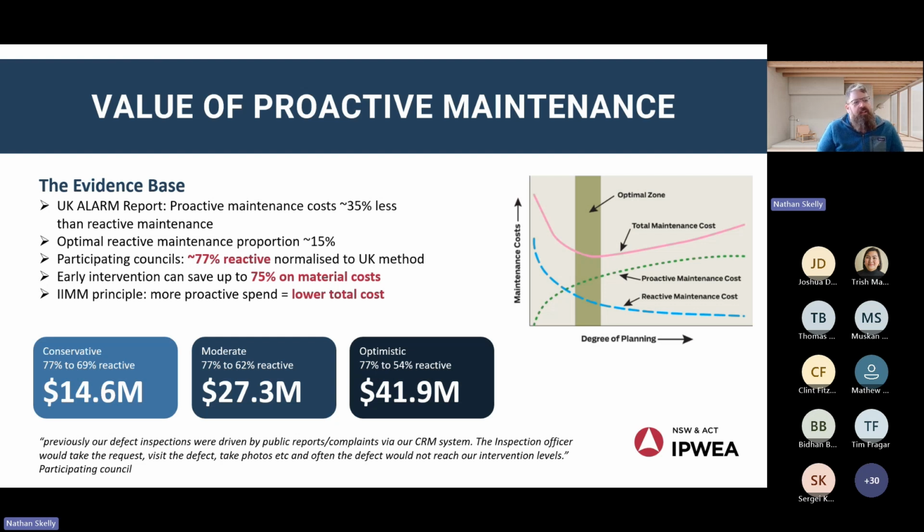Within our participating councils, about 77% of the work was reactive when you normalise it to how the UK method did it. So one council in particular had a lot of information on what inspections they had done, how they'd done their work and how many defects they repaired. They weren't doing routine inspections, they were doing pretty reactive work. So I used them as a metric to look at it. So you're looking at about 77% of our work was reactive.